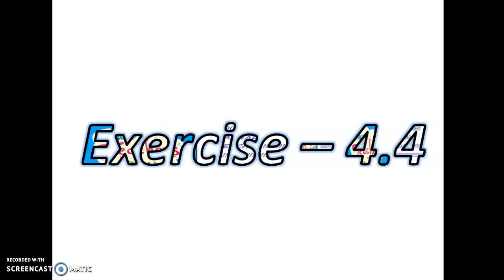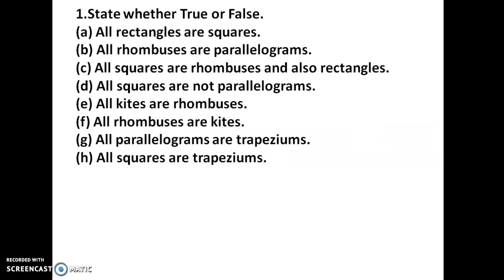So with this we can start solving exercise 4.4. First problem, state whether true or false. It's very simple. You have to state whether it is true or false. All rectangles are squares. Can we say that? No, that's not possible. All squares are rectangles, but all rectangles are not squares.